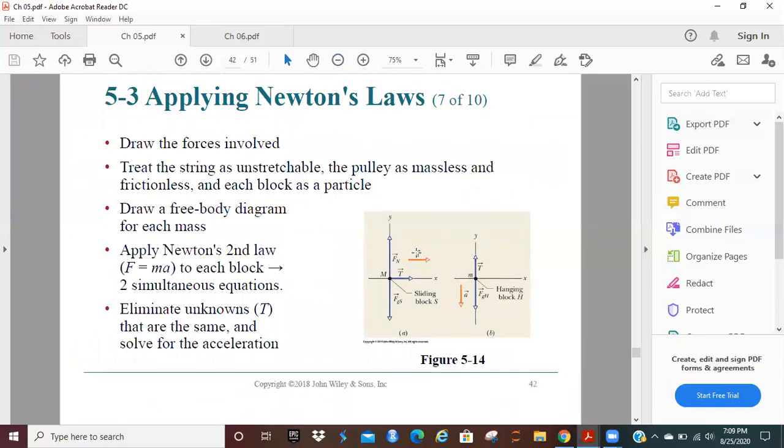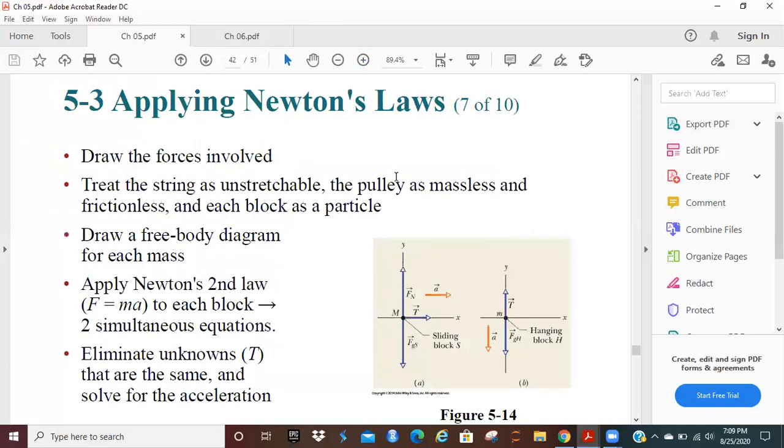So if we draw the forces involved, we're going to treat the string as unstretchable and the pulley as massless and frictionless, and each block is a particle. Lots of assumptions going into this. And then draw the free body diagram, which is what this is about.